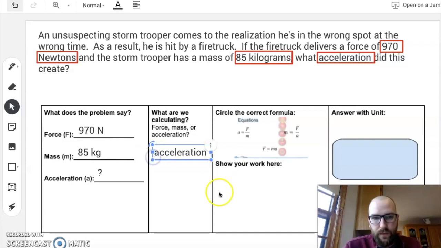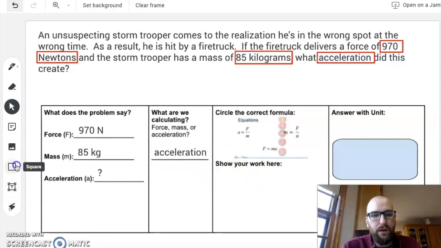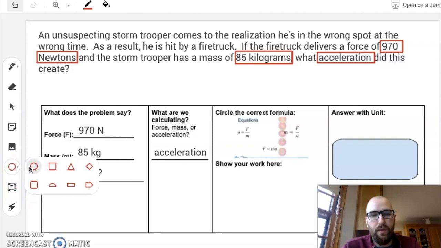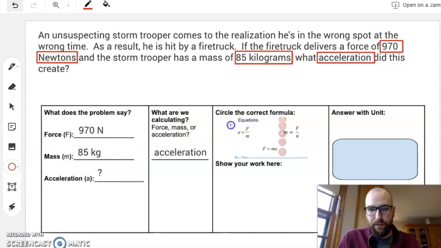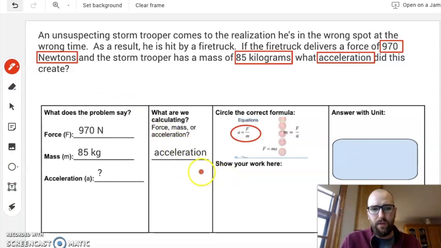All right, now the next thing we do is circle which formula we want. Again, we want a formula that says what we're solving for equals, and it's by itself. There's only one equation that has acceleration equals, or in this case, A equals by itself, and that's this top left one where it says A equals F divided by M. So we are going to write our information in. A, or acceleration, is going to be equal to my force divided by my mass.